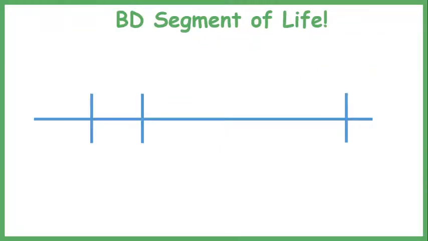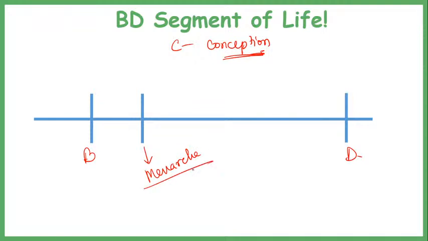Now again, the BD segment of life, we will be repeating whatever we learned right now. So you have a birth, then you have a death, and in between you have C for conception, right? Conceiving a baby. Now between B and D we have C, but there's a phase in which we have menarche. Menarche is the starting of menstrual cycle, and the age of starting puberty in females is your what?